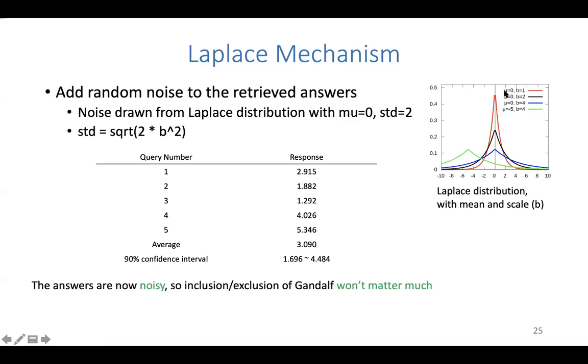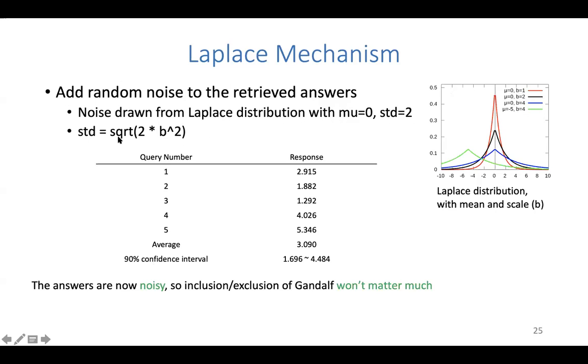Here it's the red line. The red line is when mu is 0 and b is the scale. It's not exactly the same as standard deviation. I think the standard deviation was the square root of 2 times the scale squared, so b to the power of 2. Let me rephrase: 2 times b squared is the same as the variance. That's the relationship between standard deviation and the scale b. And actually here it is, right here.